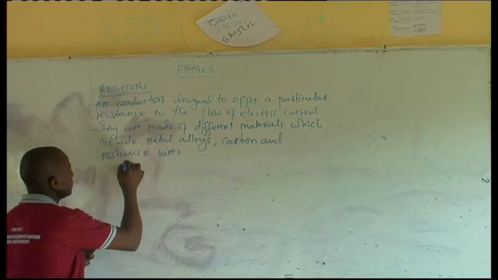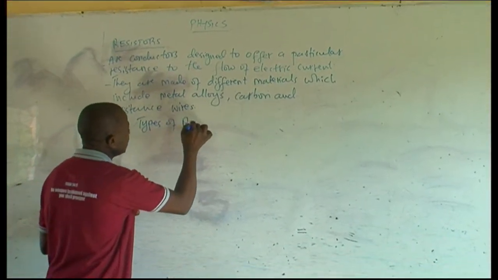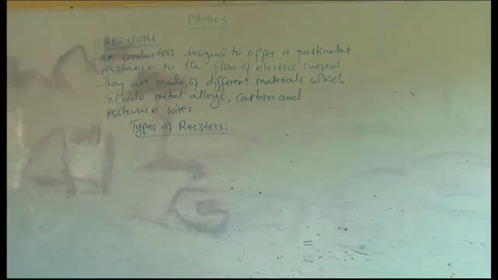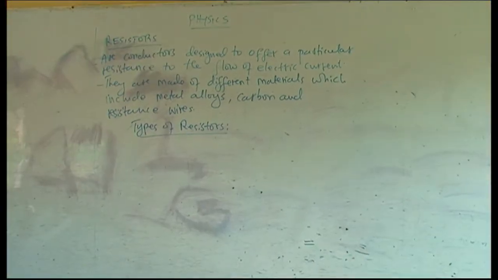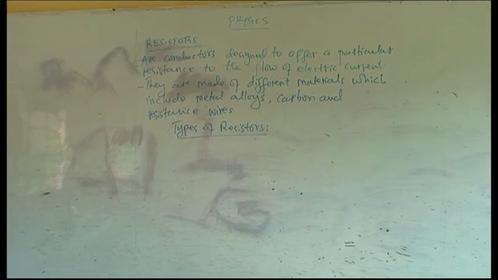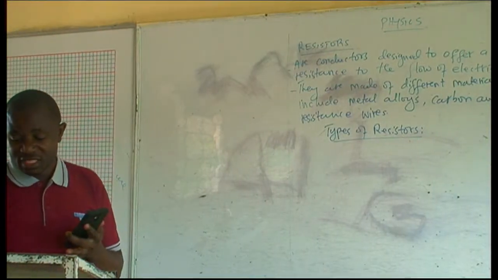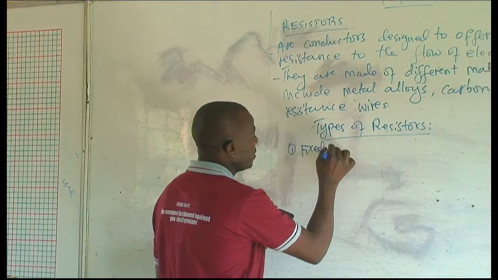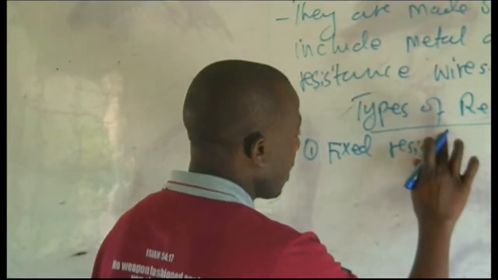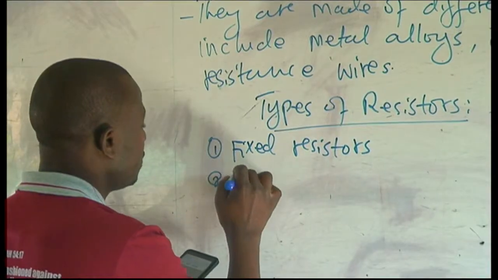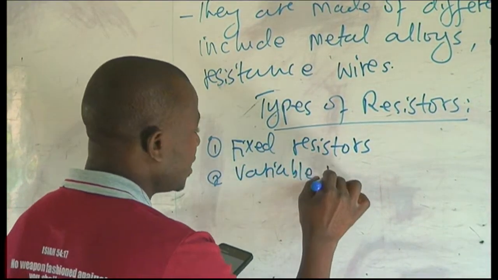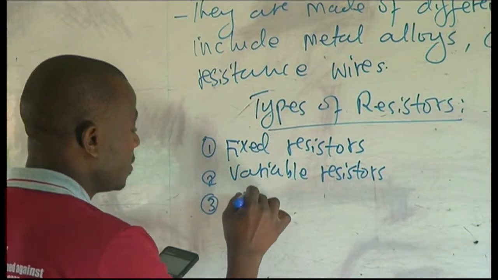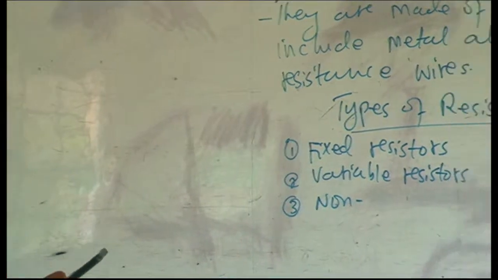Now, we want to talk about the types of resistors. We have got different types of resistors. Here we have actually three main types of resistors. We have fixed resistors, variable resistors, and nonlinear resistors. So one, we have fixed resistors, two, variable resistors, and three, nonlinear resistors. We call it nonlinear resistors.